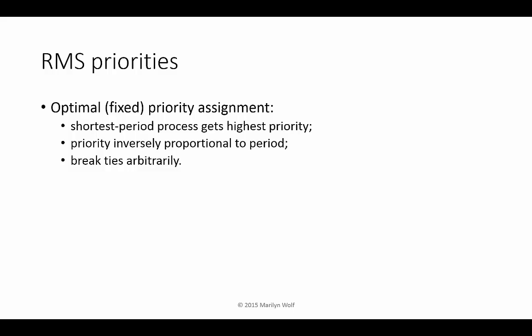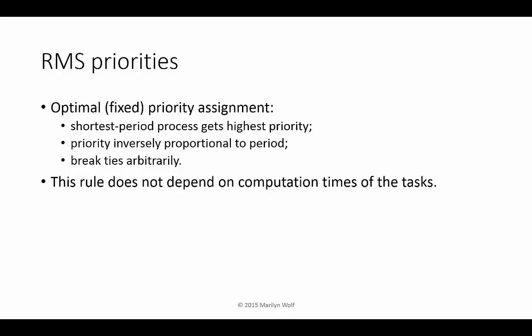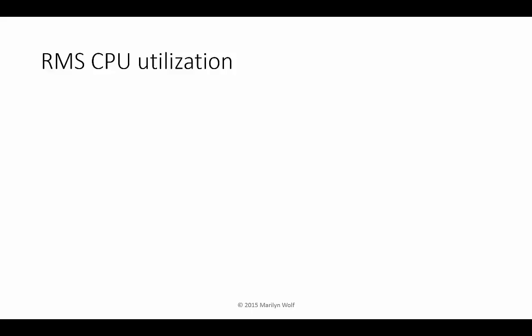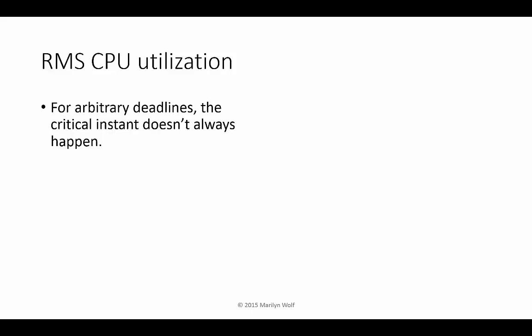The optimal way to assign fixed priorities to processes is based on period. The process with the shortest period gets the highest priority. The next shortest period gets the next highest priority, and so forth. So priority is inversely proportional to period. If we have ties, processes that have the same period, we can break ties arbitrarily. So notice that this rule doesn't depend upon the computation times of the tasks, only the periods, and no fixed priority scheme does better. Let's think for a minute about the utilization of RMS.